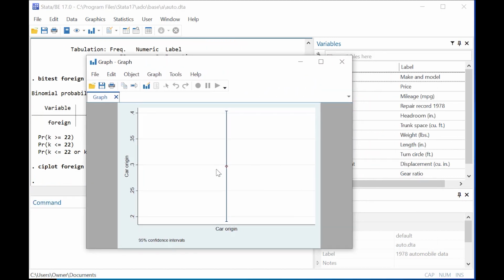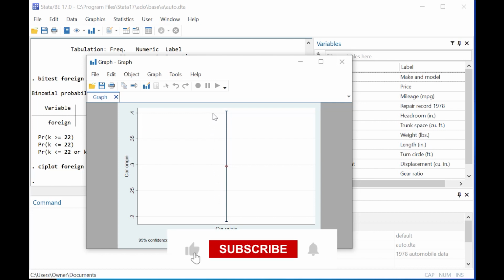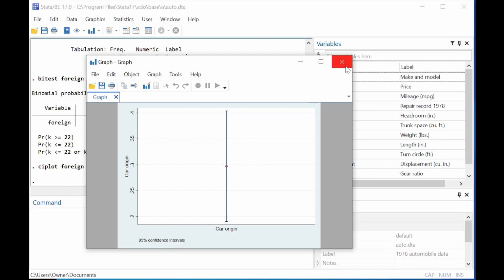And here that is. So basically, as you can see, the further down towards zero you go, that means the more domestic cars that there are. And the closer you go towards one, the more foreign cars that there are. So this is just a way of showing you that there's more domestic than foreign cars in that data set.